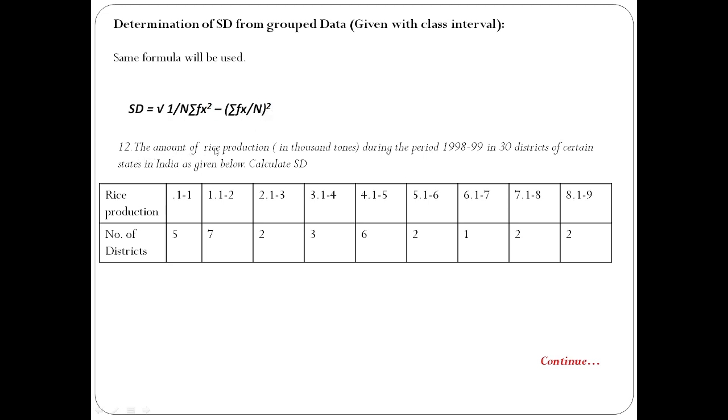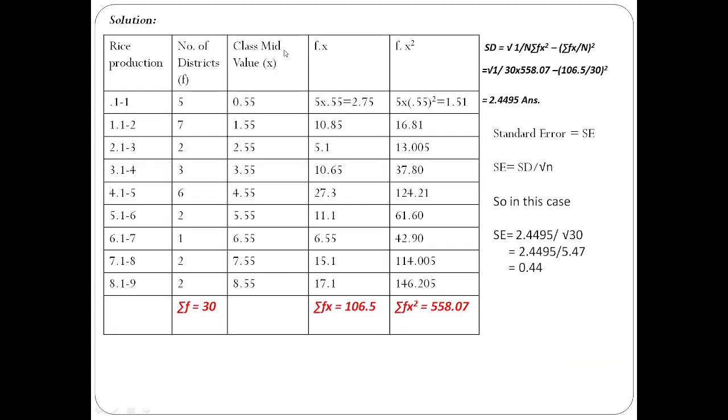So here the amount of the rice production in 1000 ton during the period of 1998 to 1990 in 30 districts of certain states in India is given below. So here is the class interval, here is the frequency. Rice production is in the form of the class interval and number of districts in the form of the frequency are represented here. So how to calculate these things? So rice production and number of districts are there. So number of districts is 5.